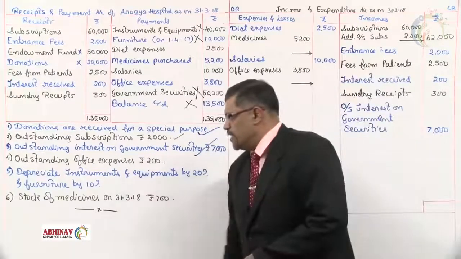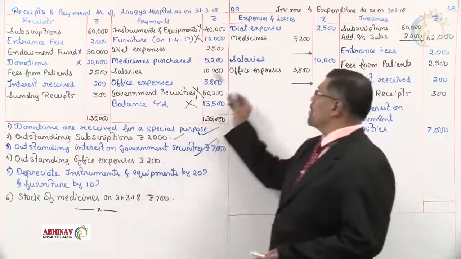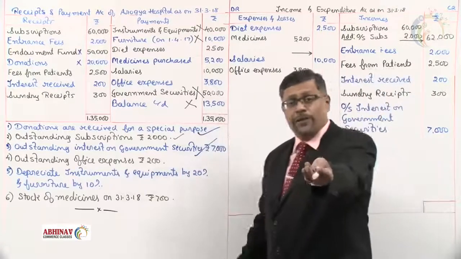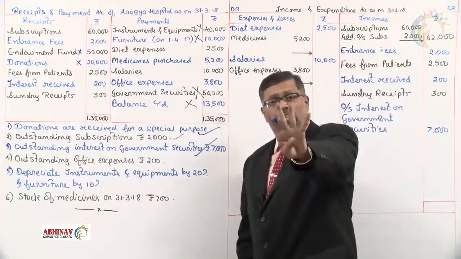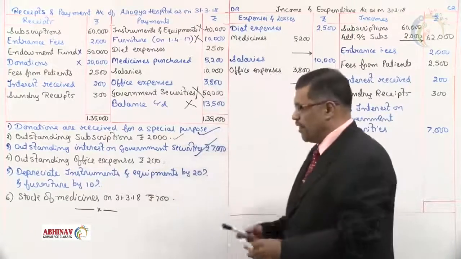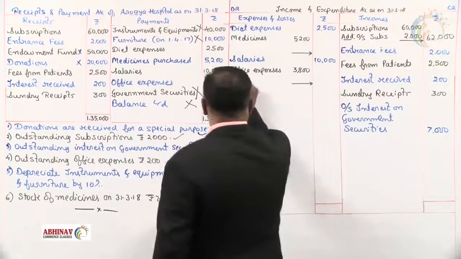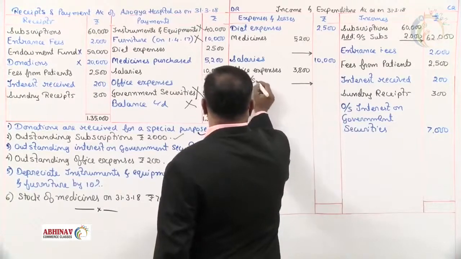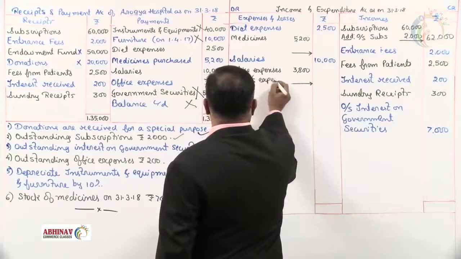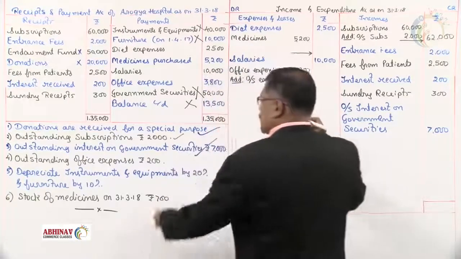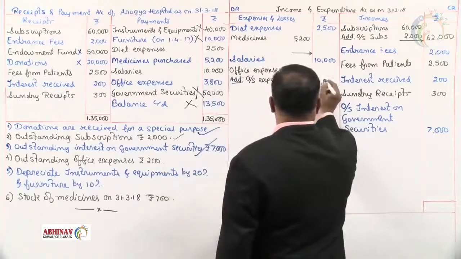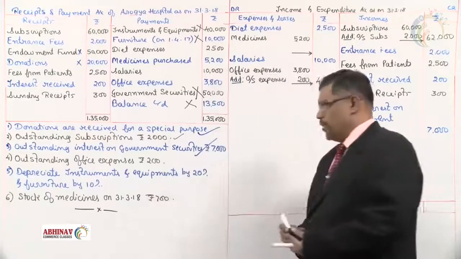Office expenses are outstanding, 200. How much we have paid already? 3,800. Still we have to pay 200. So how much are total expenses? 4,000. Let us add that. Here, add outstanding expenses, which comes to 200. In the outer column, 4,000.